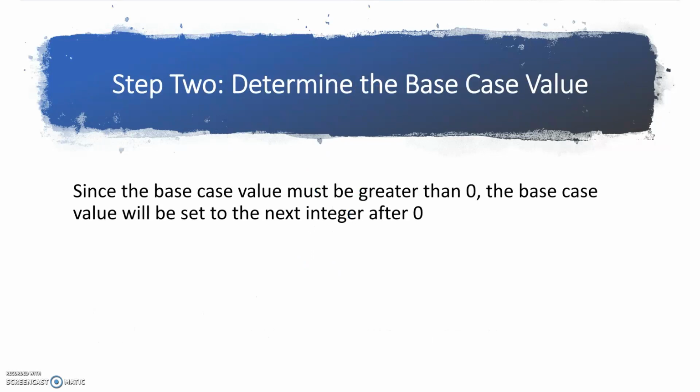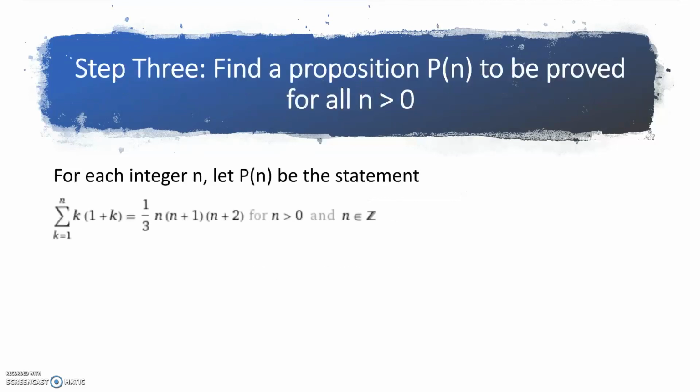So here comes our step 2. Determine the base case value. This is the definition of how we can determine the base case value. Since the base case value must be greater than 0, it will be set to the next integer after 0. We want to make this example very simple, so we just set n equal to 1 as the base case value. After we determine that, here comes our step 3.